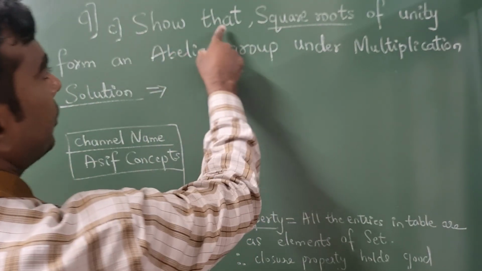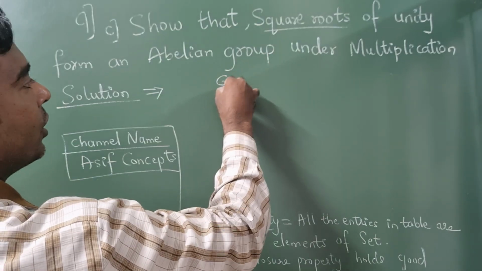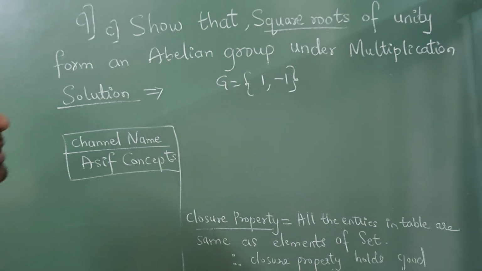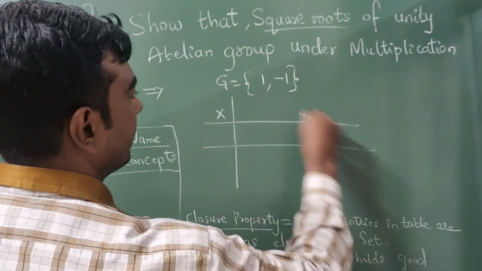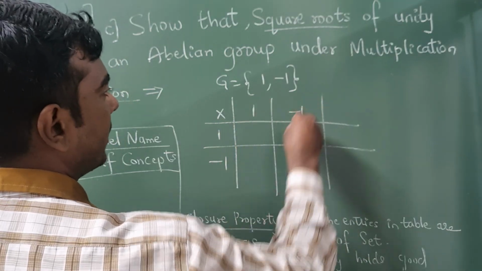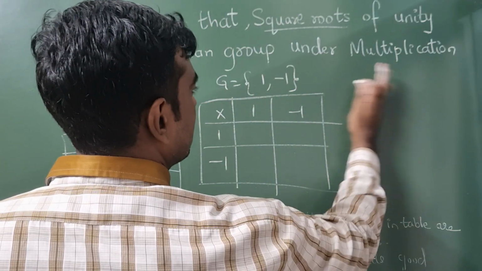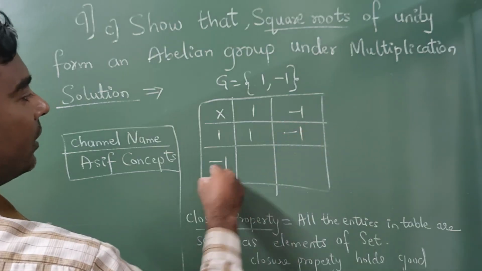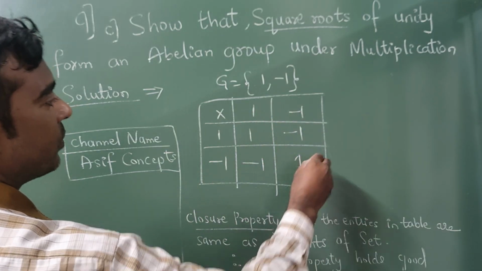Now one more question. Show that square roots of unity form an abelian group under multiplication. So write G, since it is a square, so you should write 1, minus 1. That's it. Now how do you write the table? This is multiplication. 1, minus 1. 1 into 1, 1. 1 into minus 1, minus 1. Minus 1 into 1, minus 1. Minus 1 into minus 1 is plus 1.